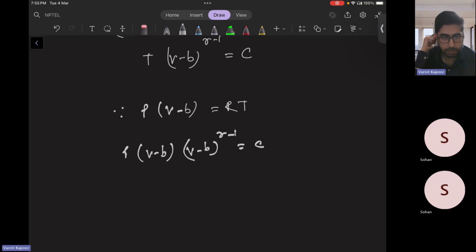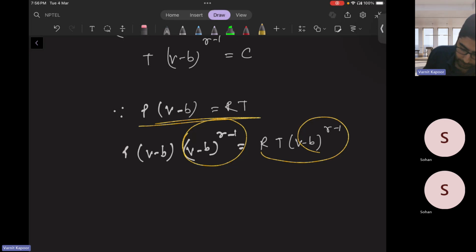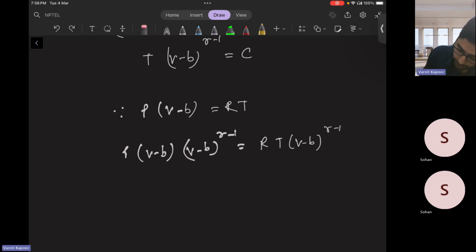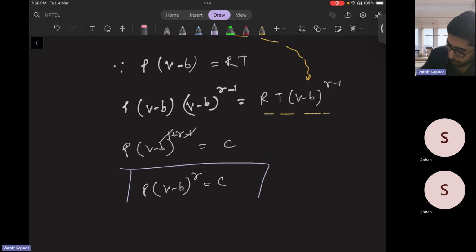If you multiply (V minus b) to the power of gamma minus 1 on both the sides, you get RT into (V minus b) to the power of gamma minus 1. This term has been multiplied on both sides. Now you know that this term is nothing but constant. On the left hand side, it can be written as (V minus b) to the power of 1 plus gamma minus 1 is equal to constant. So the 1 and minus 1 cancel out. So it is P into (V minus b) to the power of gamma is equal to constant. That was required to be proved.